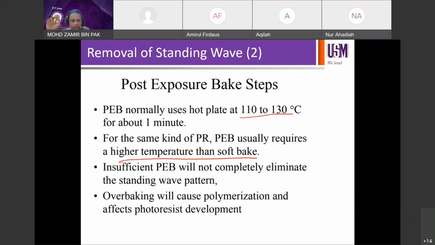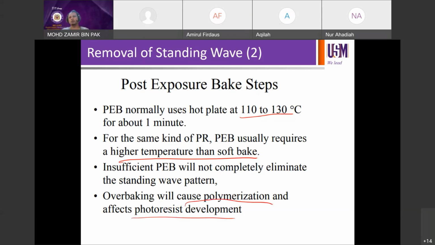Insufficient PEB will not completely eliminate the standing wave. If you have done PEB but you can still see the standing wave, a bit reduced, that means your PEB is not optimized. Overbaking, on the other hand, will cause polymerization and affect resist development.